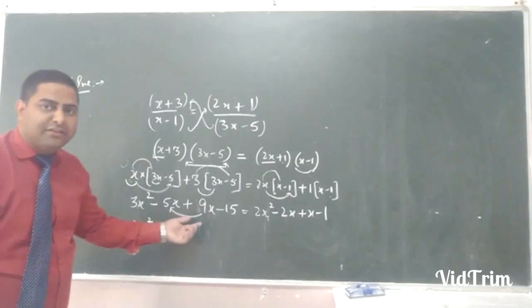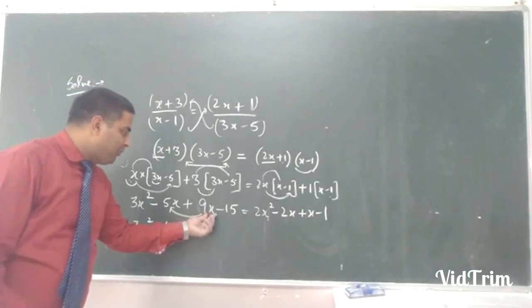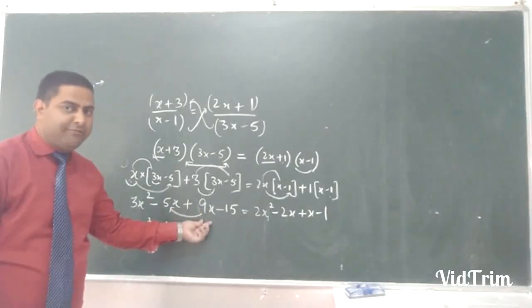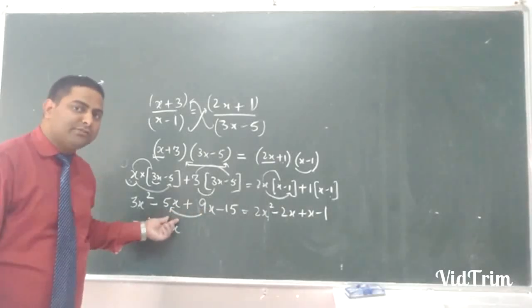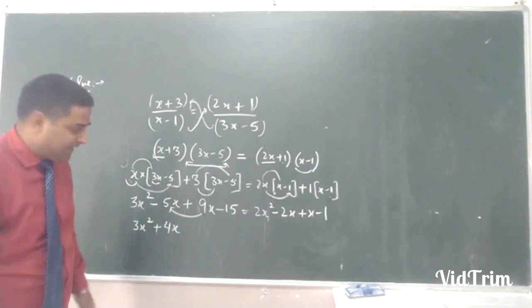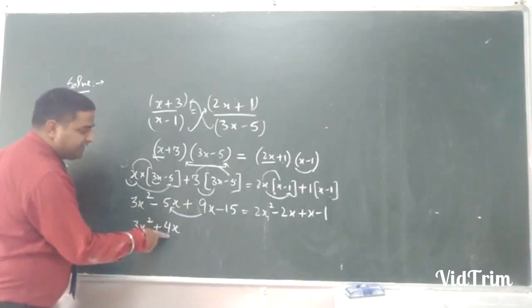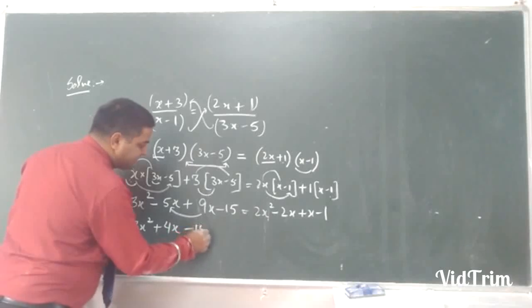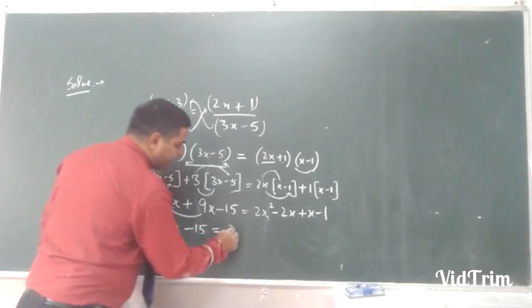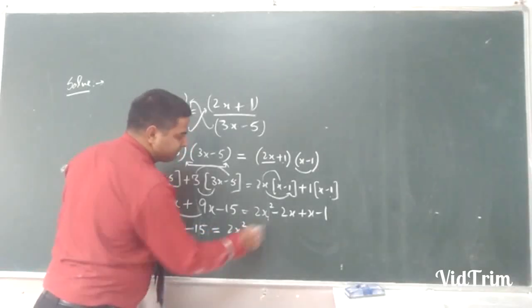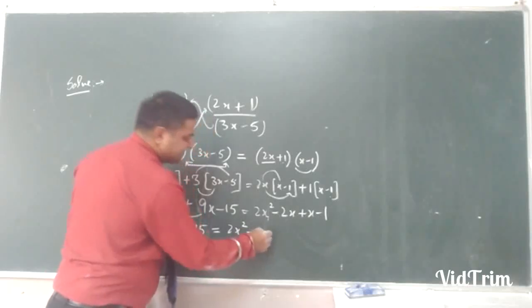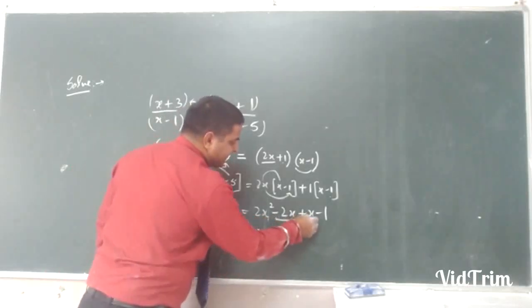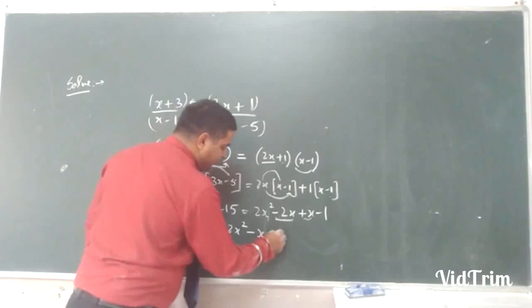Why are we subtracting these two? Because both contain x. The variable is same, but they have opposite sign, so they must be subtracted. So 9 minus 5 is 4. Minus 15 is equal to 2x square minus x, because minus 2x plus x is minus x, minus 1.